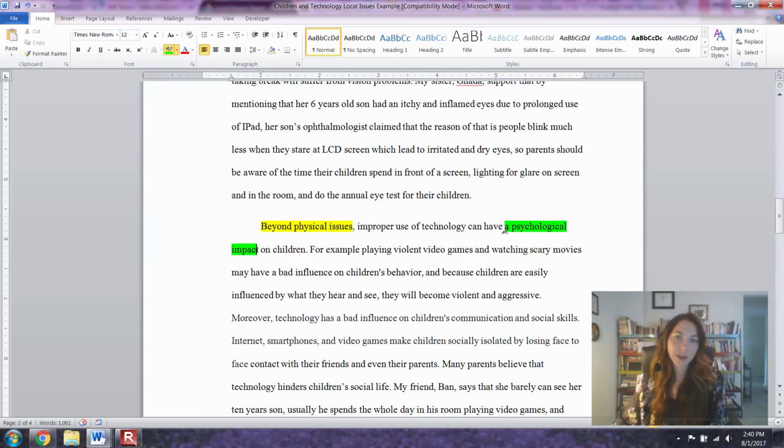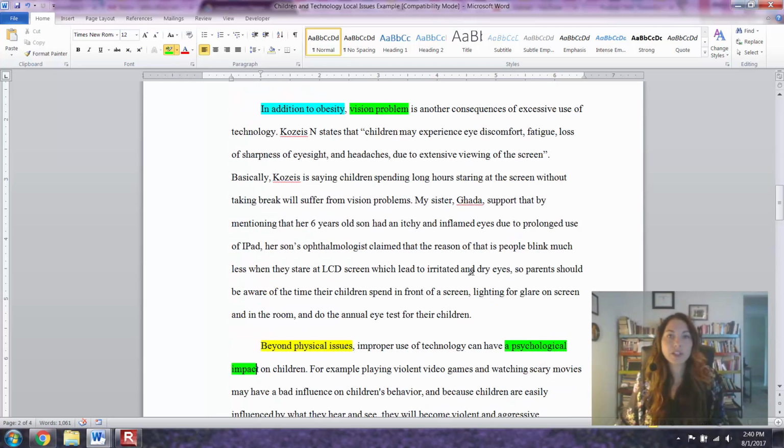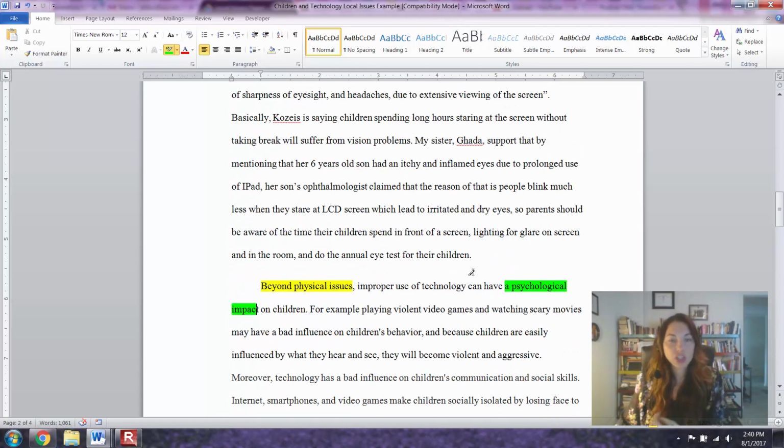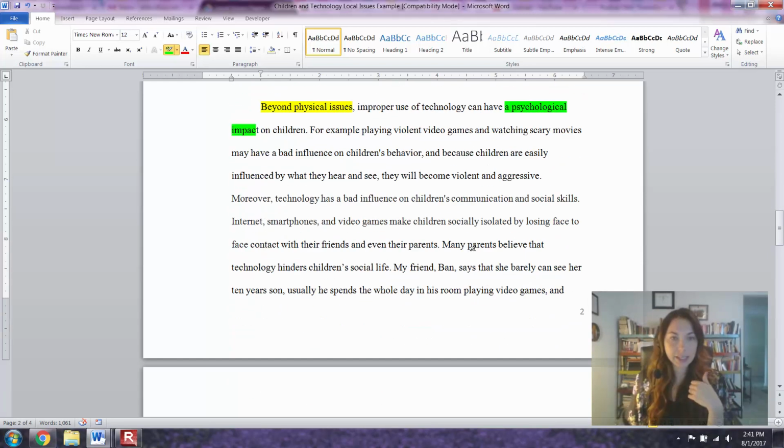And you can expect as a reader that this entire paragraph is going to be about the psychological impact of technology. And it is. So she's staying on task, she's staying on topic, and things are building. First she talks about physical implications, now she's talking about emotional implications. And by using these transitions, they're going together very nicely.